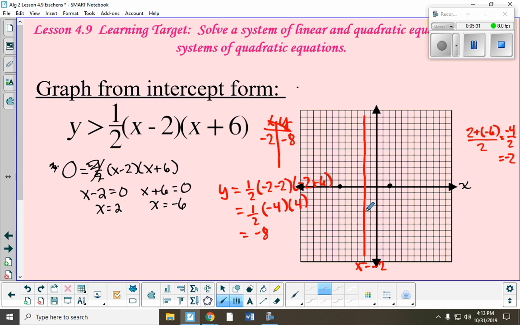1, 2, 3, 4, 5, 6, 7, 8 right here. And I always like to see 5 points total. Right now we have 3. So let's plug in another number. You could plug in negative 1. Let's plug in 0. So if we substitute in 0, you would have y equals 1/2 times 0 minus 2 times 0 plus 6. So that would be 1/2 times negative 2 times 6, which is negative 1 times 6, so that's a negative 6.